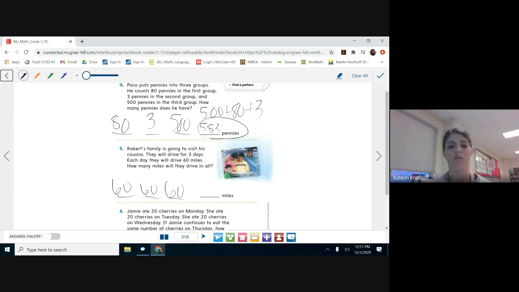So if I add 60 plus 60 plus 60, that's going to give you my answer. Let's start by adding our zeros in the ones place. 0 plus 0 plus 0 is 0. And 6 plus 6 is 12. Plus 6 more is 18. So how many miles did they drive in all? 180.